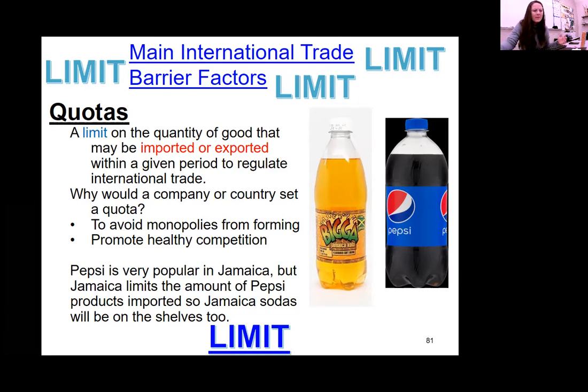That way, they're still promoting their own products. This helps to prevent monopolies from forming. That way, Pepsi will not be the only drink on their shelves, which is made in the United States. It also promotes very healthy competition. So a quota is a limit.